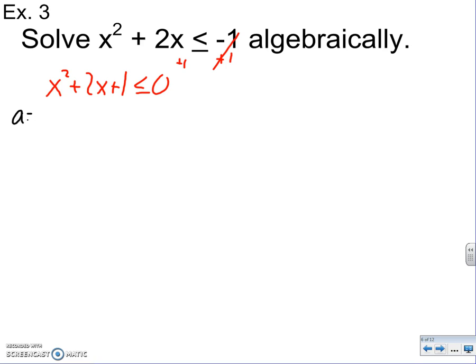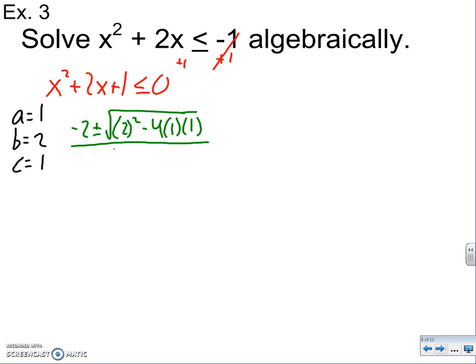A, B, C, quadratic formula. 1, 2, 1. Plug it into the formula. Negative b plus or minus square root b squared minus 4 times a times c all over 2 times a. Do the discriminant. That is 4 minus 4, which is 0. Take the square root of 0, which is 0. Now since it's 0, there's only one solution. It'll be the same one twice.